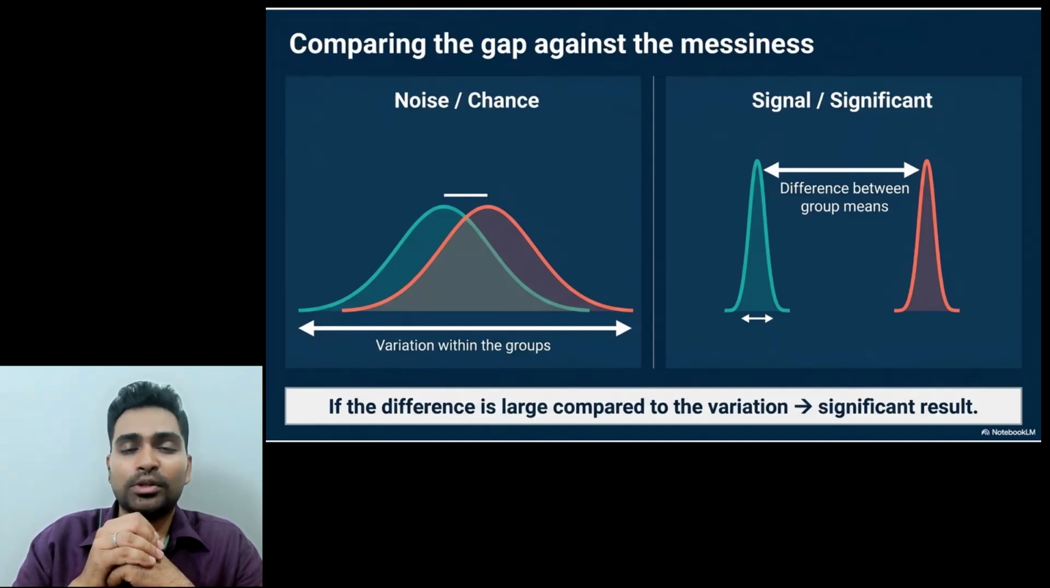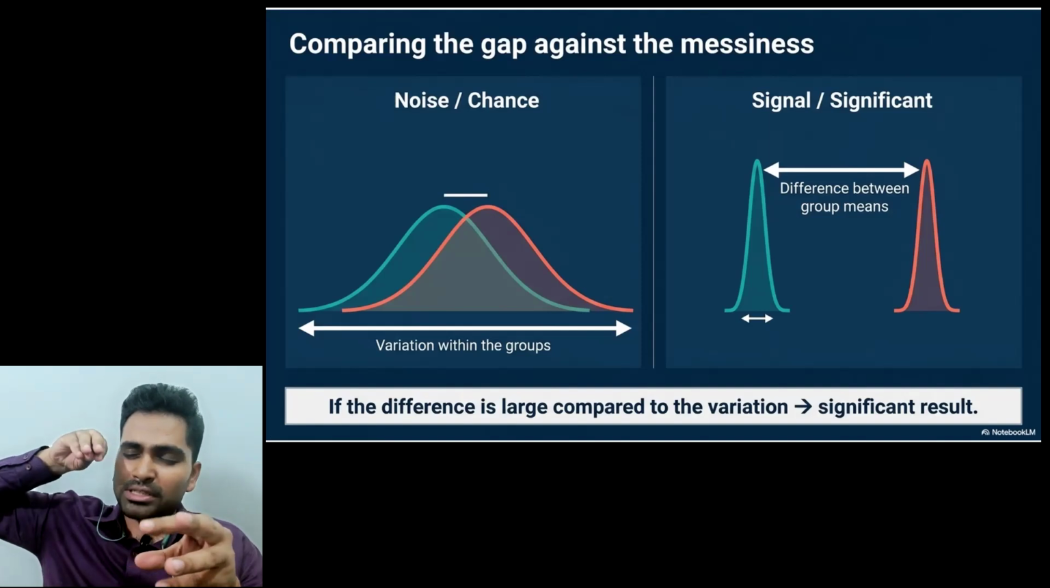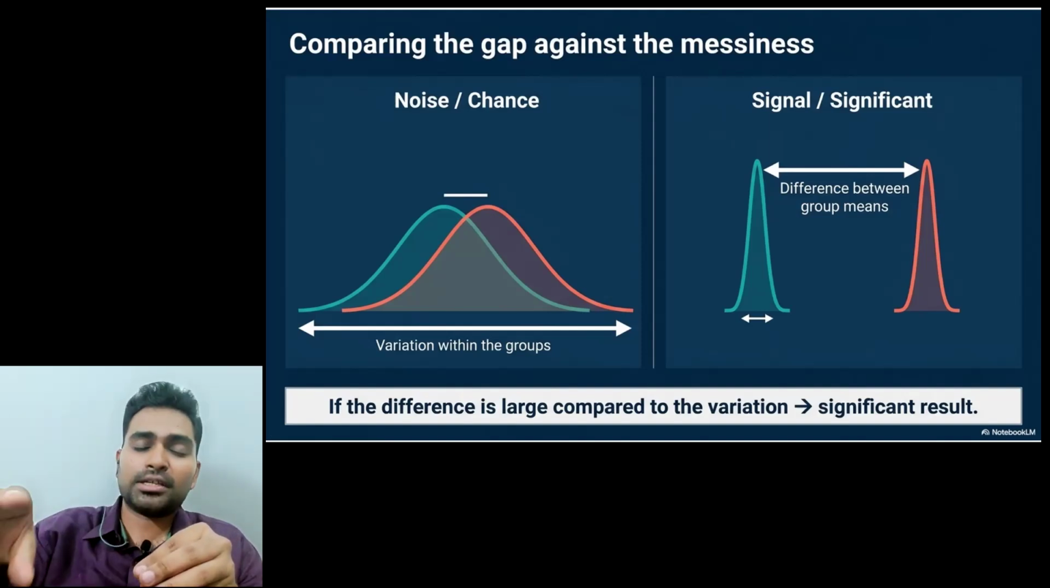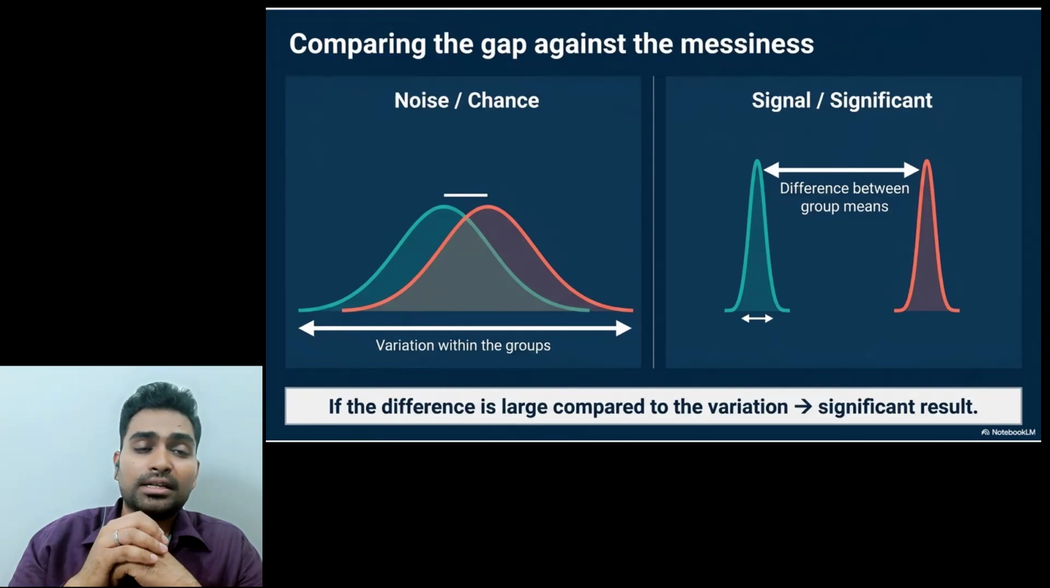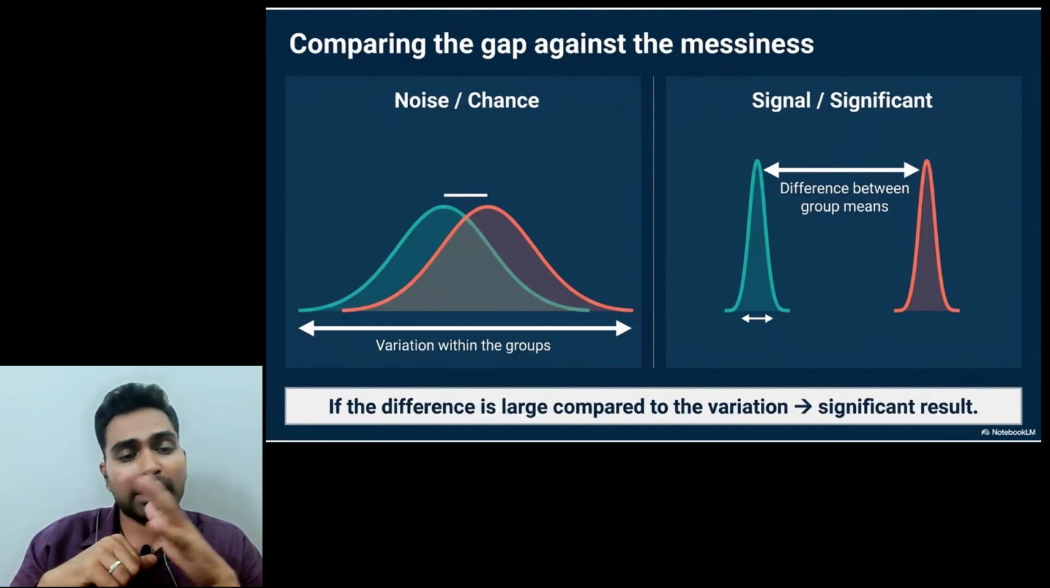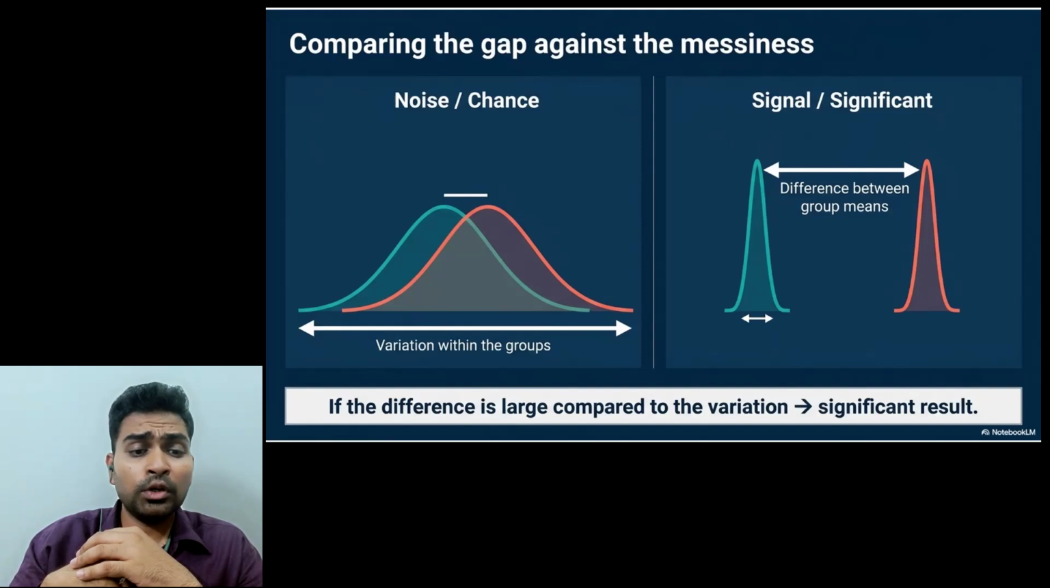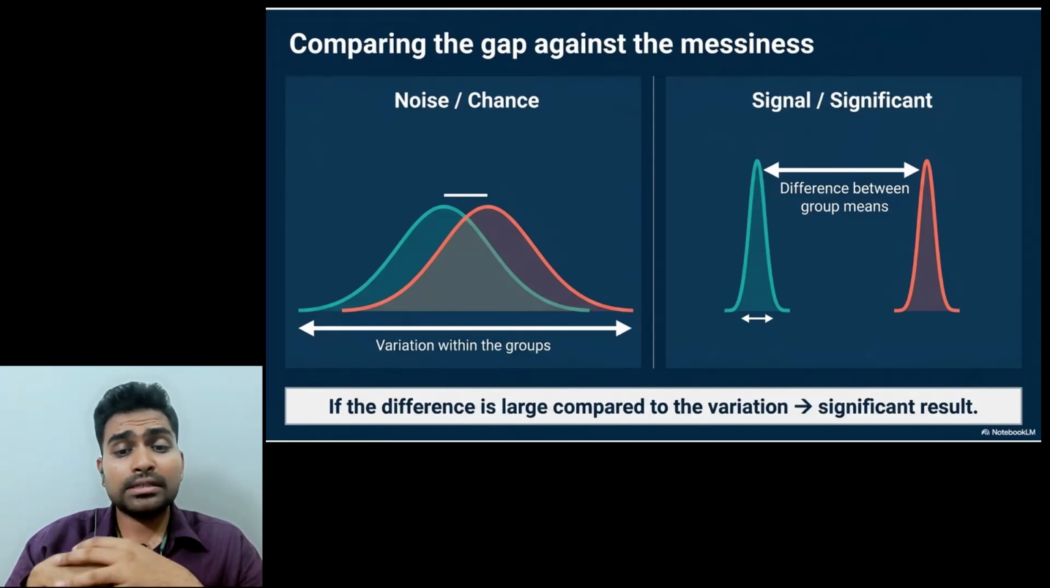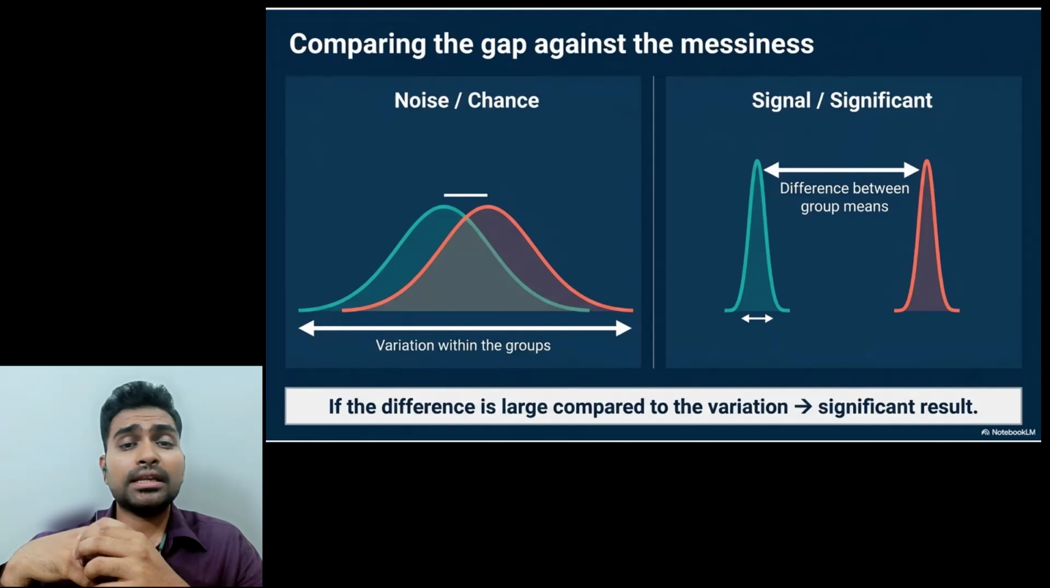In audio engineering, acoustics and all, they teach this, right? Not just that, in communication, signal transmission, if the noise is too much, the signal will not be transmitted, isn't it? So similarly, that signal to noise ratio is what actually the t-test is. So if the difference is large compared to the variation, you can say that there is a significant result.